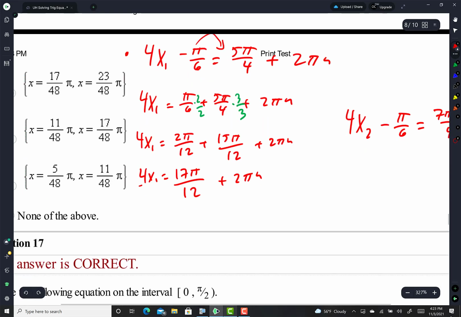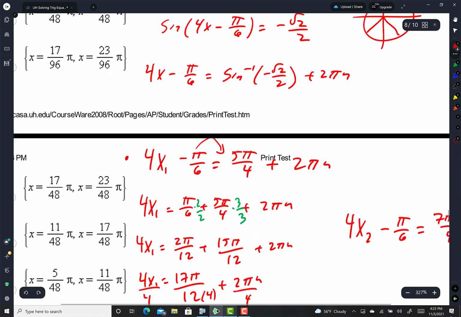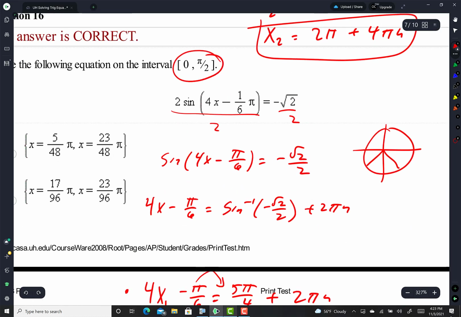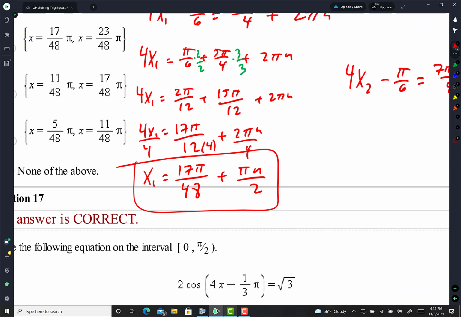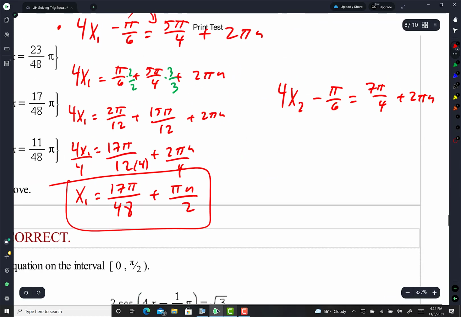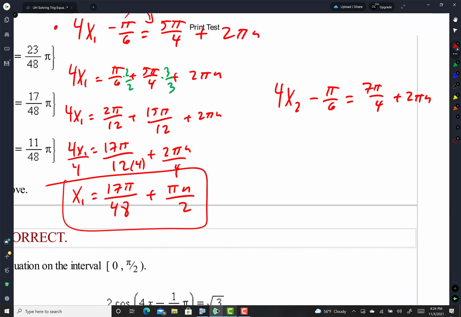Now I divide everything by 4, divide by 4, divide by 4, divide by 4. x1 equals 17 pi over 12 times 4, 48, plus pi n over 2. Now remember, your domain was between 0 and pi over 2. So that pi plus pi over 2 is not going to be an answer. One of my answers is going to be 17 pi over 48. What I mean by not going to be an answer is I'm not going to add pi over 2 to that. All right, let's go to the next one over here. Don't forget about that one.